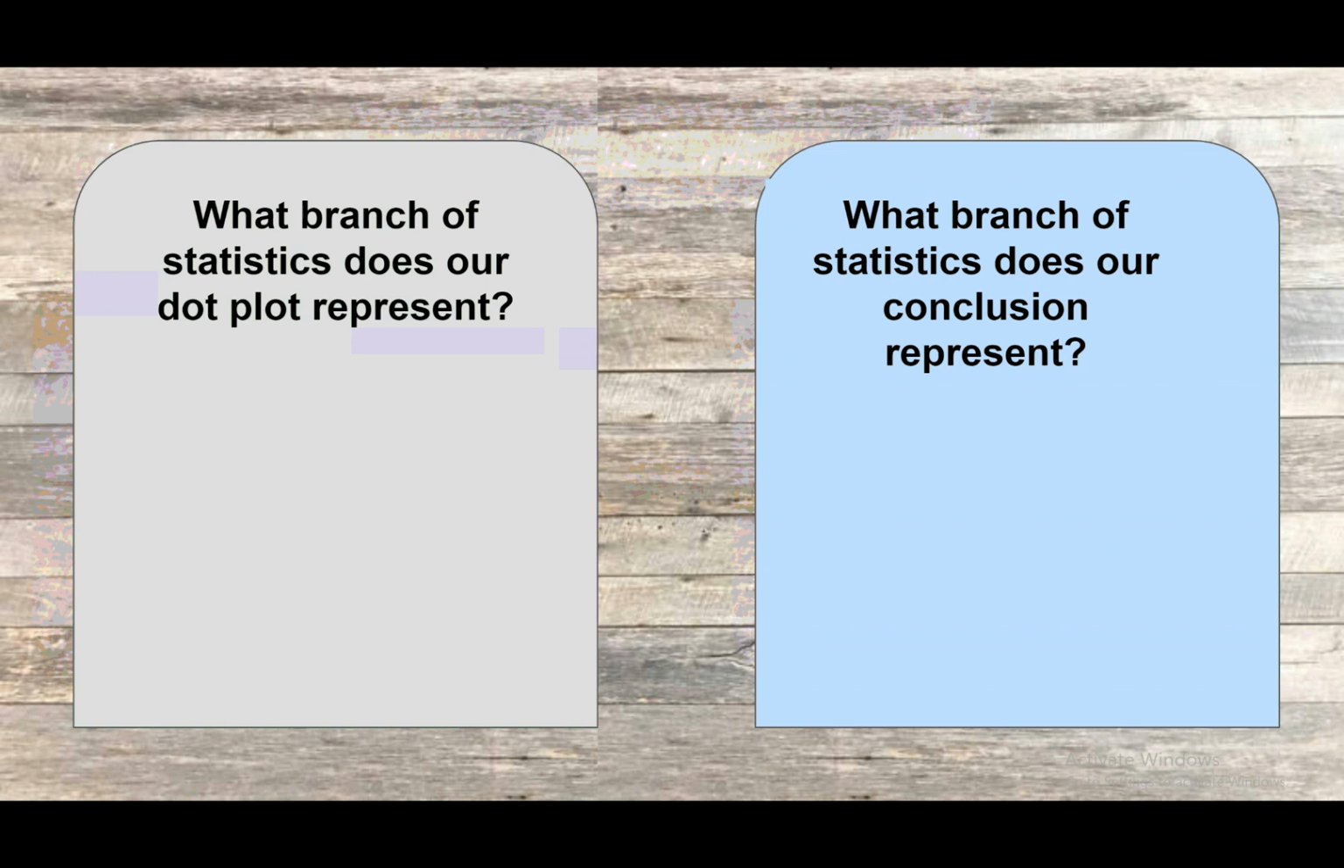Last question then. Well, I'll ask 2 questions. What branch of statistics does that dot plot we made represent? You've got a 50-50 shot, right? Descriptive or inferential? What do you think? Descriptive. It is a display of our data. What branch of statistics does our conclusion represent? Inferential. Correct. We're drawing conclusions with that data we collected. All right. Do we feel like statisticians? That's it for 1-1. I'm done.